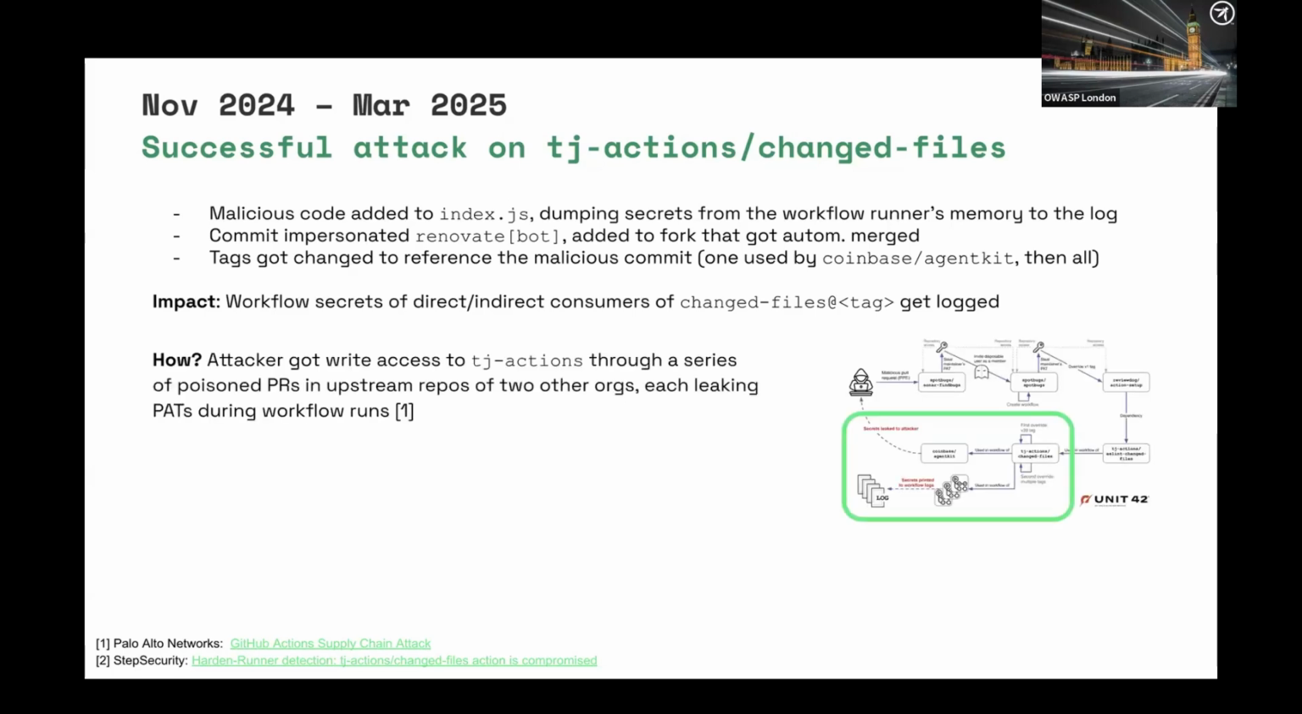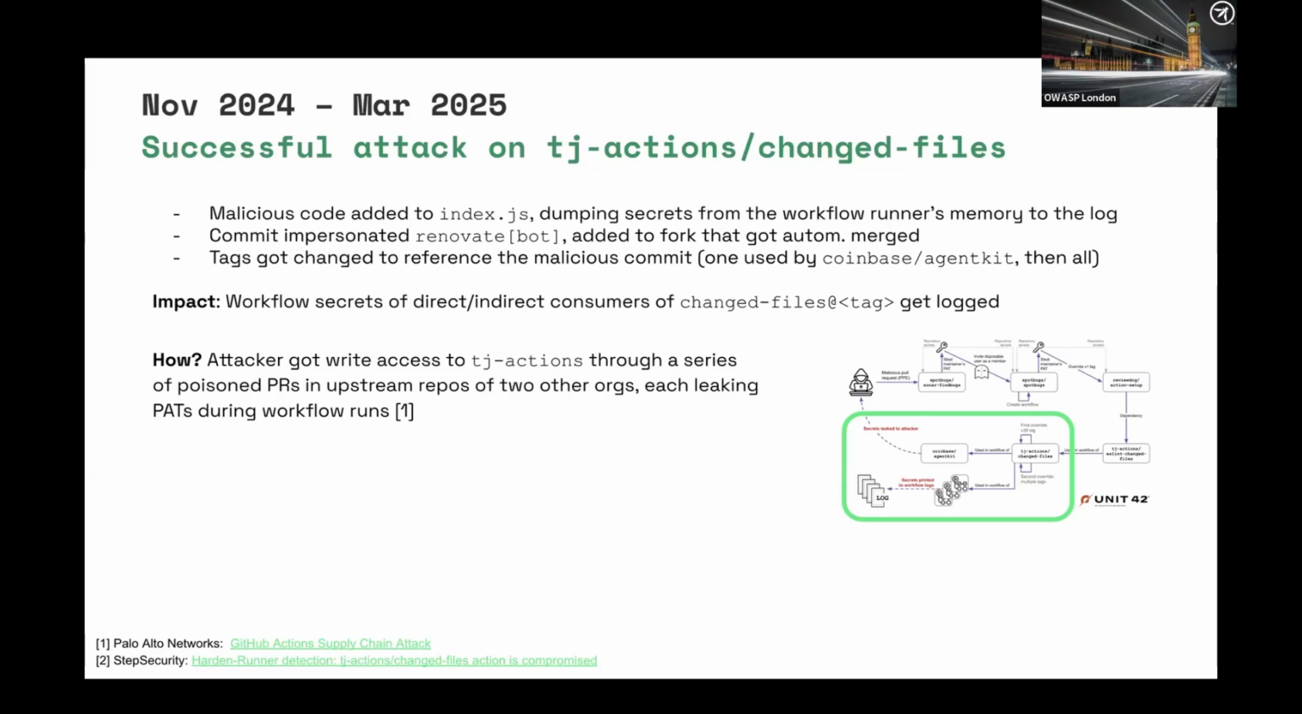Now, how did he get write access to TJ actions, right? I was just explaining what happened at TJ actions. In order to get there, there was a sequence of attacks on other upstream repositories, and all those upstream repositories were kind of compromised through pull requests, in the same way, changing tags, exfiltrating personal access tokens that eventually gave him a personal access token of a maintainer of TJ actions in order to do the things I was mentioning in the first couple of bullet points.